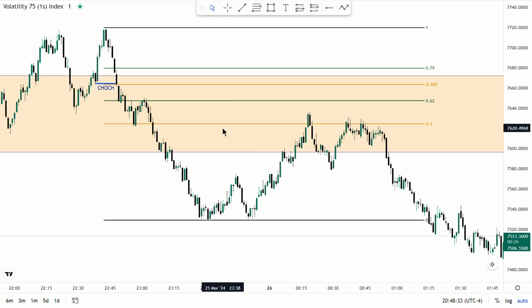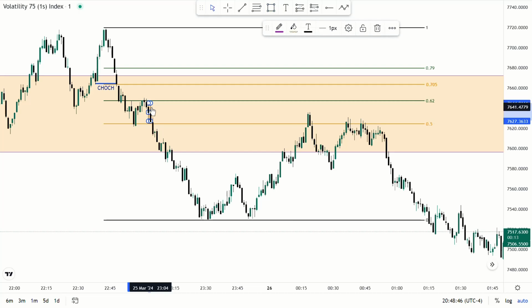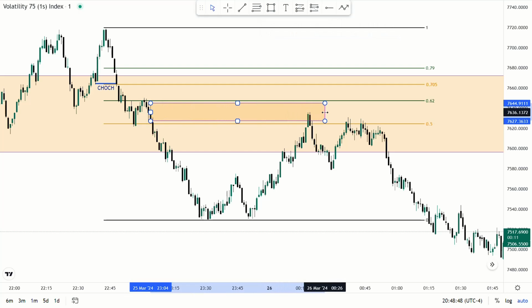All right, so you can clearly see this is the equilibrium, and after the equilibrium, where is our first decisional POI? That is your decisional POI right there. This is your decisional POI right here. That's your POI.